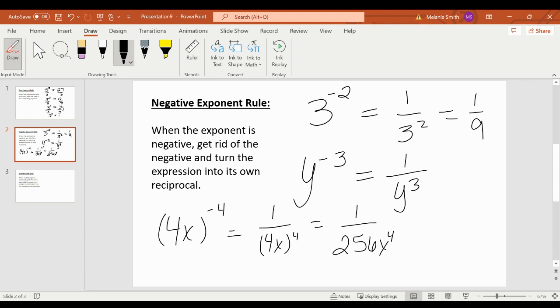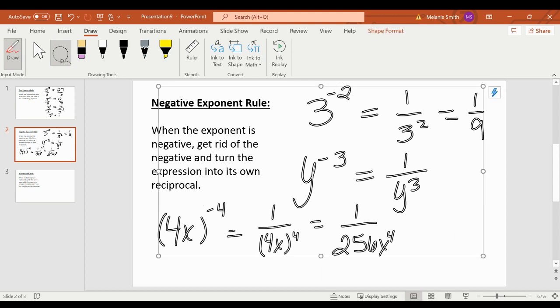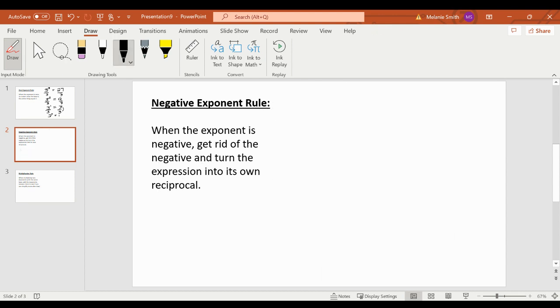Let's look real quick at what happens when it's already a fraction. Okay, so let's say we had 1 over x to the negative 5 power. I'm still going to flip my fraction and get rid of the negative. So I'm going to have x to the 5th power over 1, and anything over 1 is just itself.